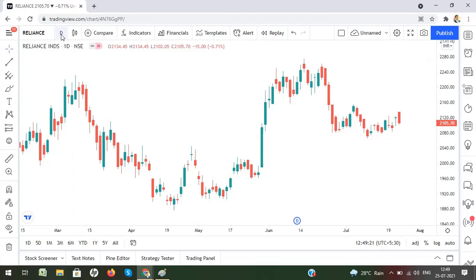So the time frame I am looking at says D. If I place a cursor on this particular time frame, it says 1 day. That means this is my daily time frame, or 1 day time frame.